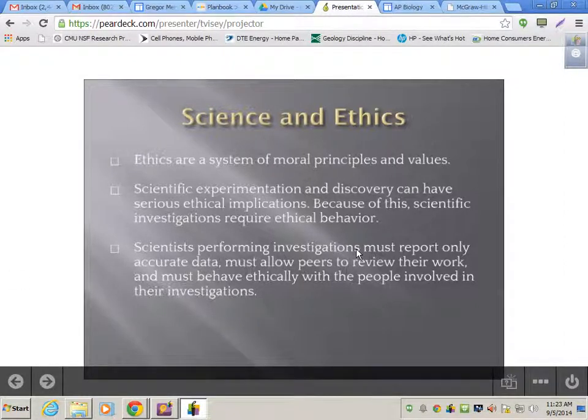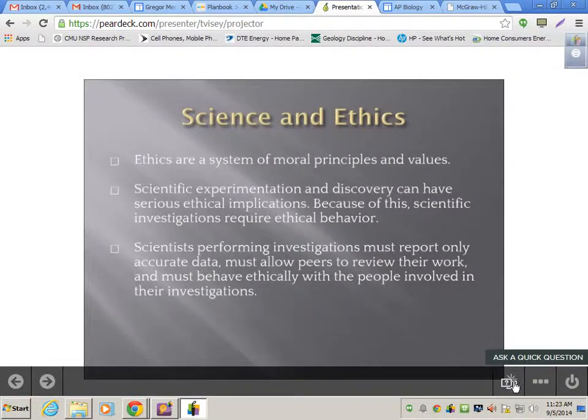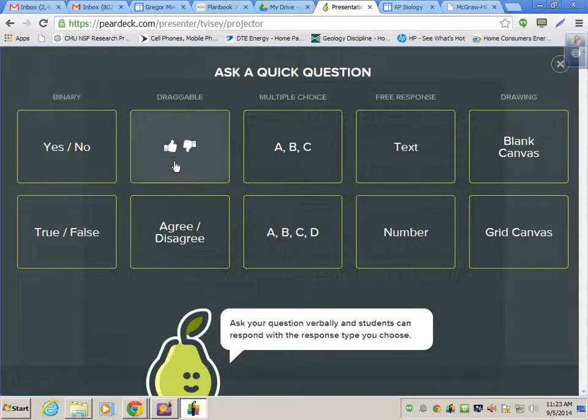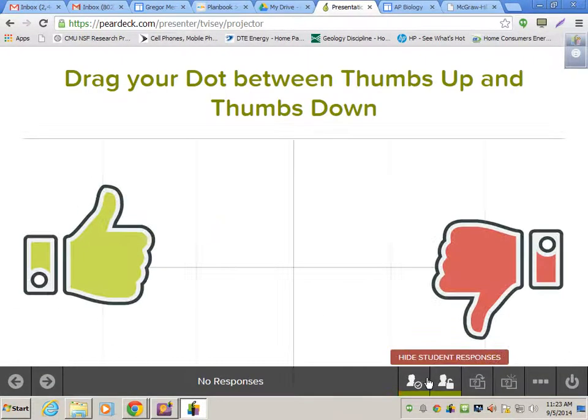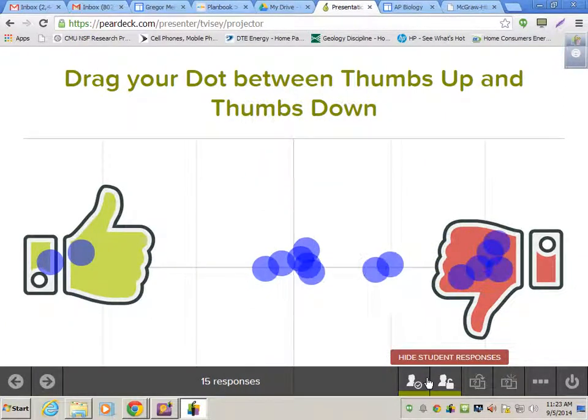All right. So scientific experimentation and discovery can have serious ethical implications. Because of this, scientific investigations require us to be ethical. That means we have to obey certain boundaries. Who puts those boundaries out? Society, right? How many people in here think that we should allow human trials before animal trials in testing things? Looks like we have mixed review here. Some are on the fence.